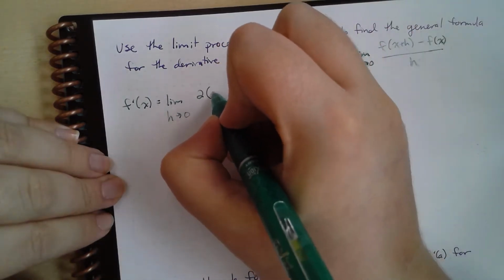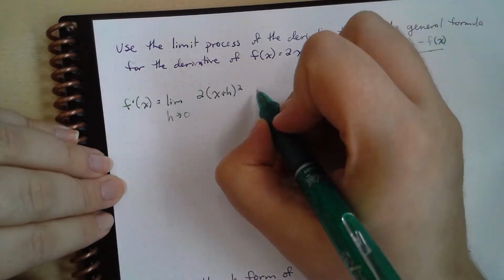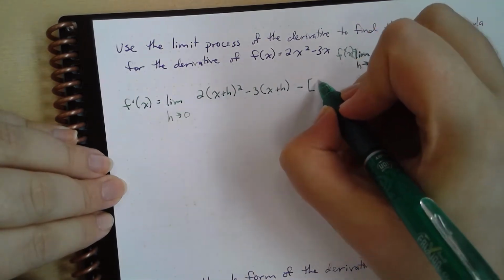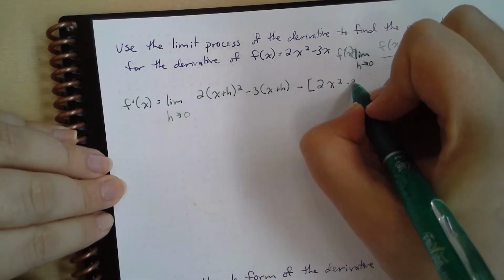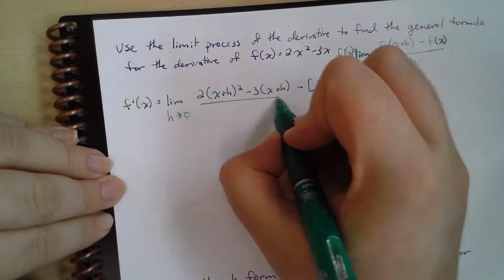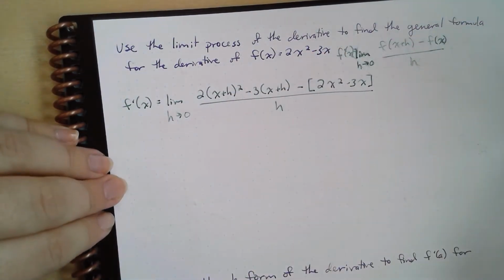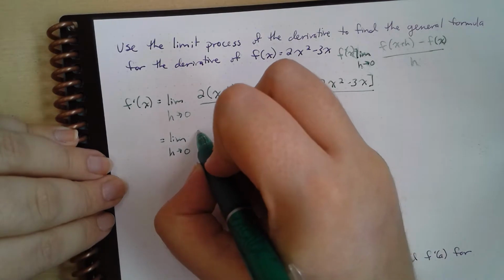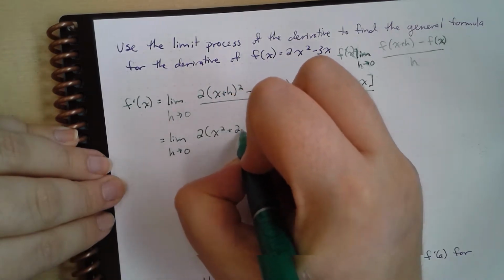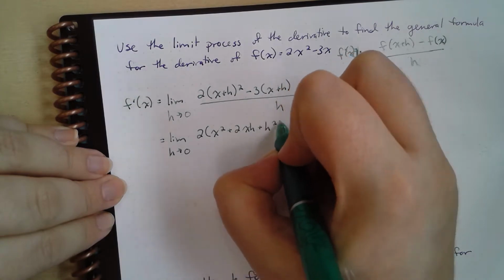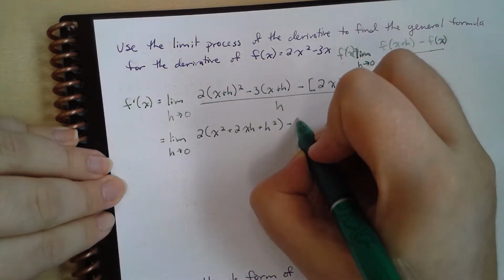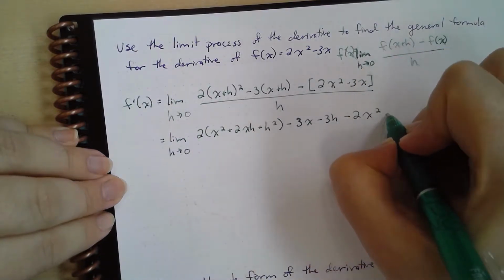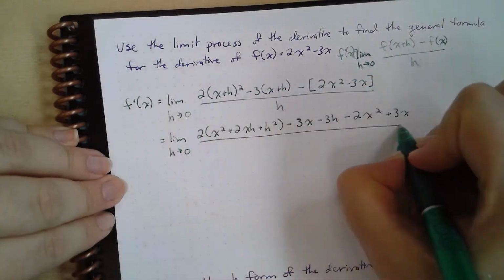So we're going to have 2 times (x plus h) squared minus 3 times (x plus h) minus, and I like to put this in parentheses, f of x, which is (2x squared minus 3x), all divided by h. So let's break this up a little bit, see if we can simplify things here. We're going to have 2 times (x squared plus 2xh plus h squared) minus 3x minus 3h minus 2x squared plus 3x all over h.